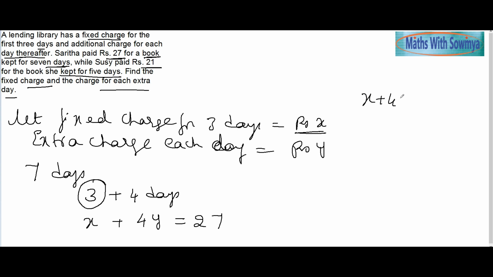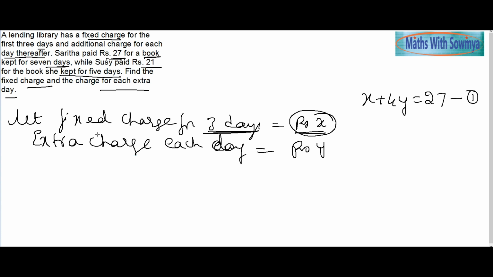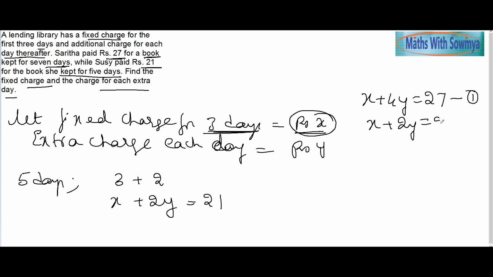So your first one is this one. Remember, don't write 3x, because for 3 days together we have taken x and per day it is y. So your first equation will be x plus 4y, which is equal to 27. Next, Susie paid 21 rupees for 5 days. For 5 days, Susie, which is 3 plus 2, x plus 2y, because this is per day y. So 21. So we got the second one also.